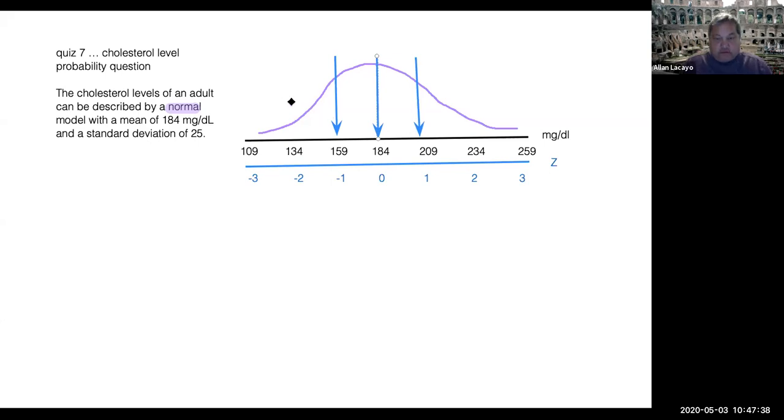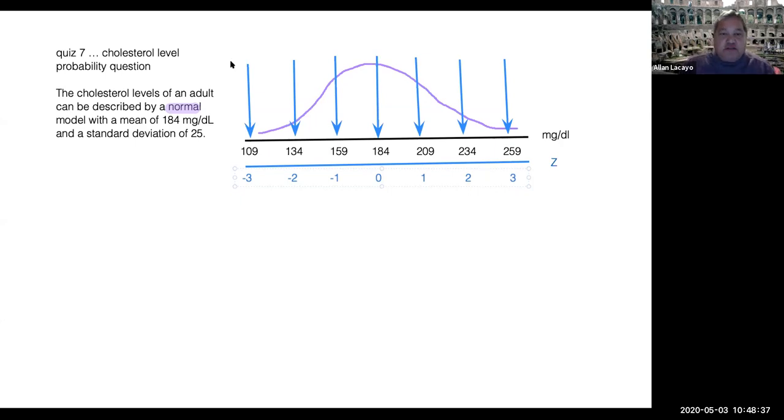And then 2 deviations would be at 134, and 3 deviations would be at 109, below average. And above average, you have the same: 234 and 259. That makes sense so far?